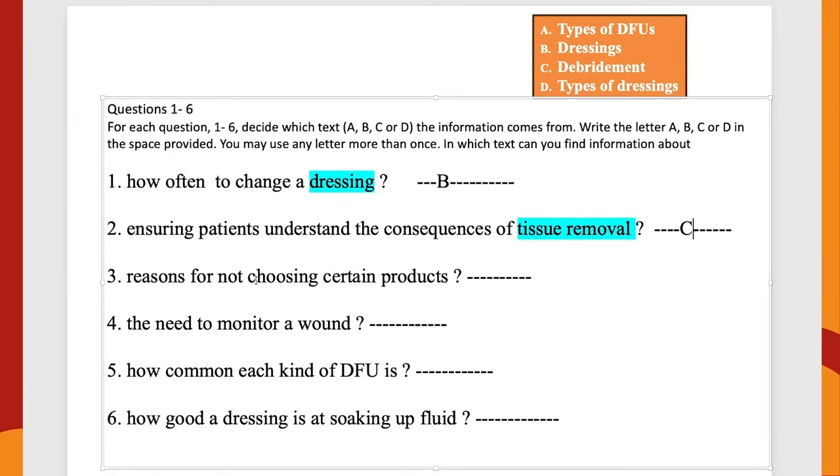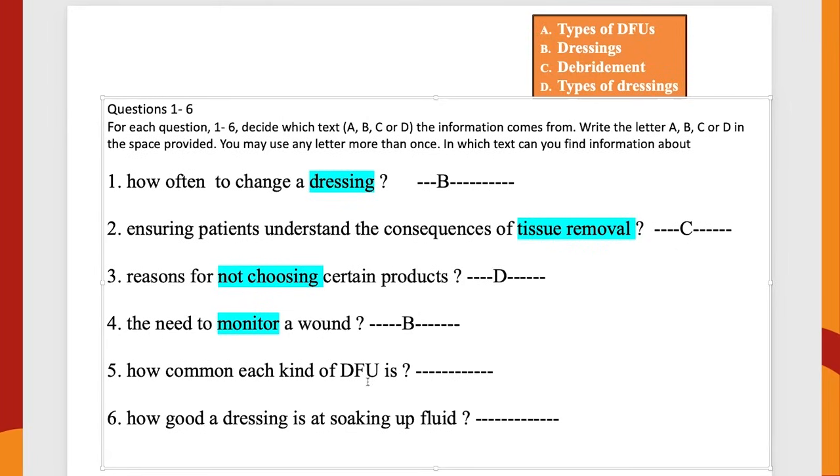Yes. Reasons for not choosing. Choosing or not, that is a disadvantage. Where is it? D, type of dressing. Yes. Then the need to monitor. B. Assessing. Yes, let's check. B.